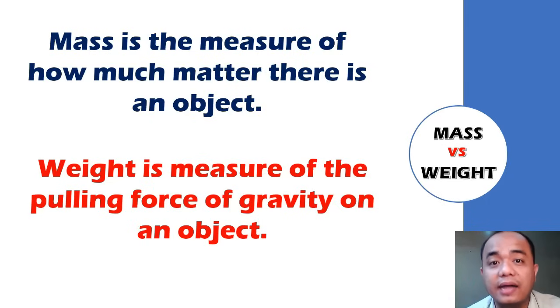Hindi katulad ng mass, ang weight naman ay hindi constant. Sa madaling salita, dumedepende ang bigat ng isang bagay o tao sa lugar na kung saan siya naroroon. Ang weight ay nakadepende sa layo ng isang bagay o tao sa sentro ng gravity. Kaya nga, mas magaan ang isang bagay o ang tao sa outer space kaysa dito sa Earth.